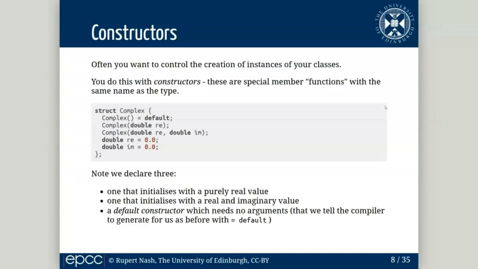So one thing to note here is that if you create other constructors, so if we provide our own, like the two double constructors, one for the real and one for the real and imaginary, then the standard of the language states that we also have to provide a default one.